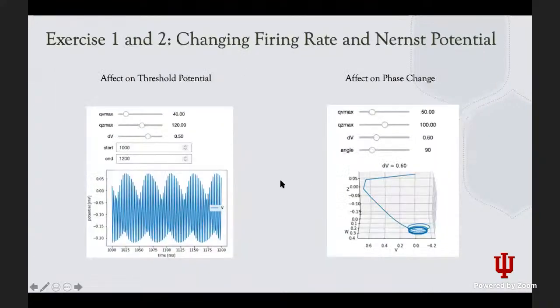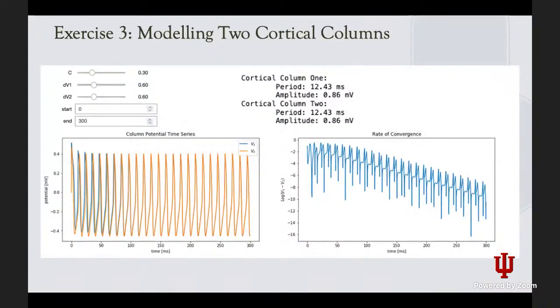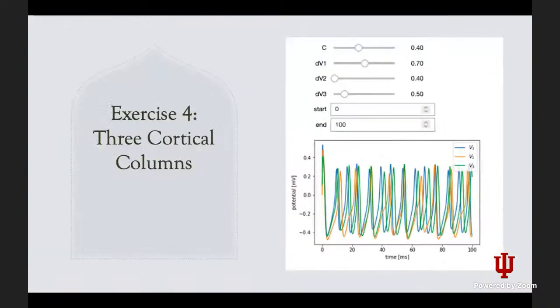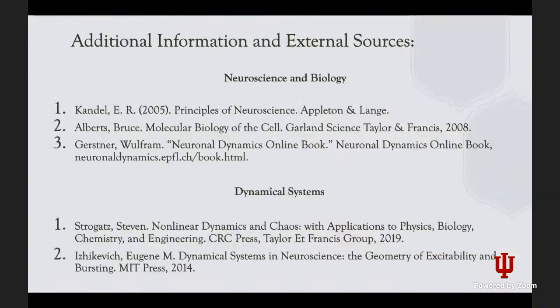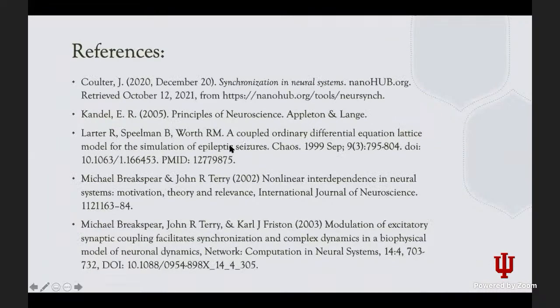And then the firing rate changes and the phase changes for the one cortical contact, cortex, and then the two, and the third one with three. And then these are his additional information sources: the neuroscience and biology side, the dynamical system side, and then his references that he used to build his model. And that's it.